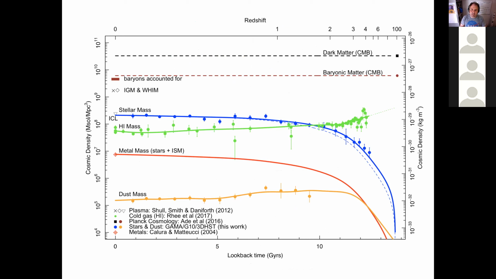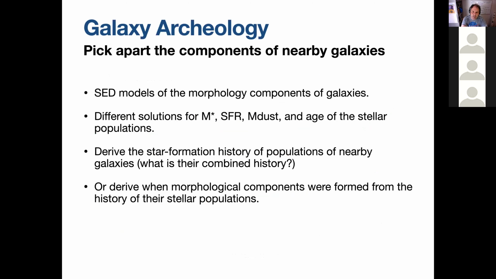But we know how much baryonic matter there has to be, and so which fraction is in stars, which fraction is in gas, which fraction is in dust, and we can see how that evolves over time. We do that by looking at different volumes at different redshifts. So we try to match this up. You see that you have data points as a function of look back time, as a function of redshift at the top. So that's one way to look at galaxy evolution.